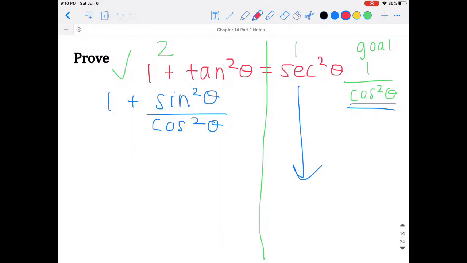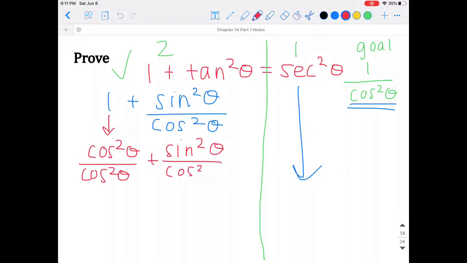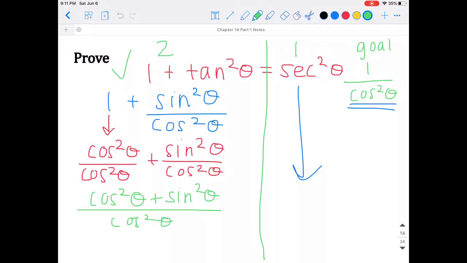We want to create a common denominator in order to get only one term. So my 1, I'm going to change to cosine squared of theta over cosine squared of theta. So I haven't changed the value of the term, I've just created a common denominator. So plus sine squared of theta over cosine squared of theta. So now that we have a common denominator, we can combine these terms to cosine squared of theta plus sine squared of theta over cosine squared of theta. So now we only have one term that we're working with.